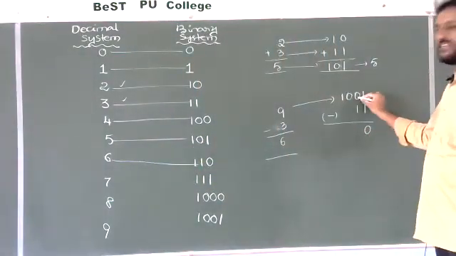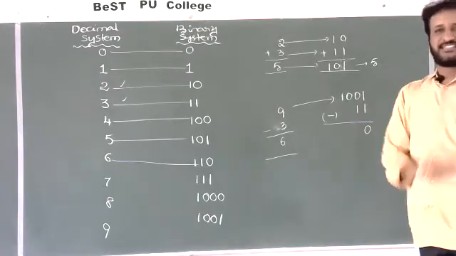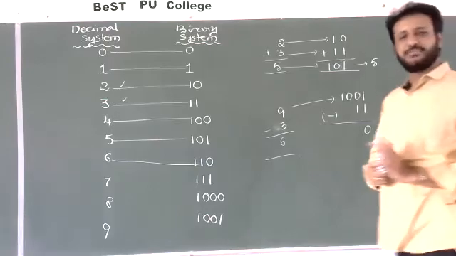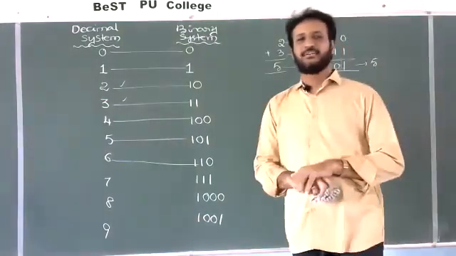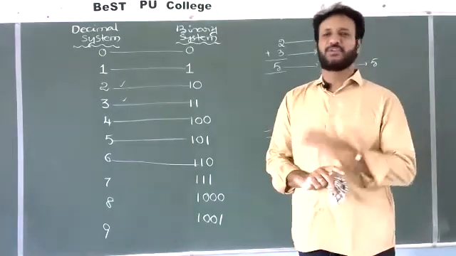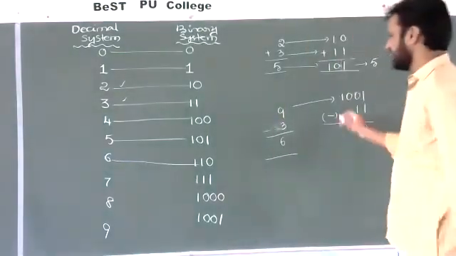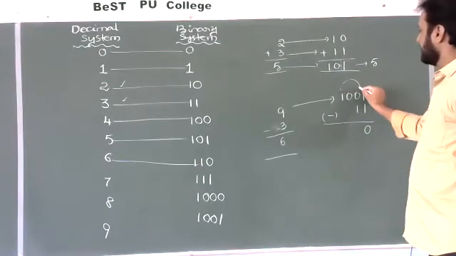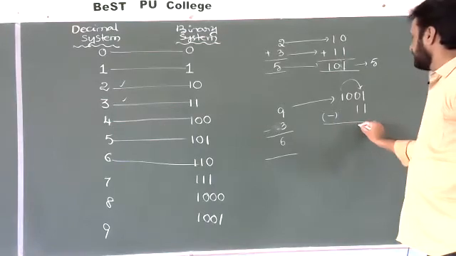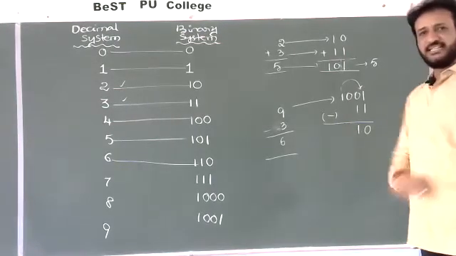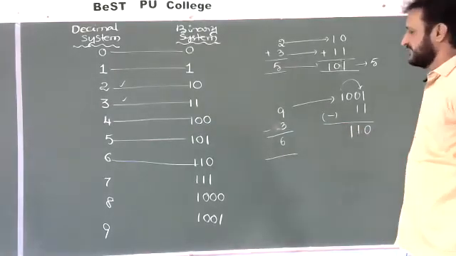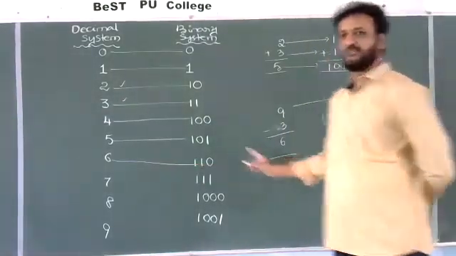Next, here 0 is there. Then you have to follow borrowing. So you take 1 from here, correct. In case of the binary system, if you borrow 1, that will be equal to 10. In case of the decimal system, if you borrow 1, it will be equal to 2. Here, if you take the value 1 by borrowing, then it becomes 2. 2 minus 1 is equal to 1, correct? And the remaining 1 you write here. So 6 will be equal to 1 1 0.